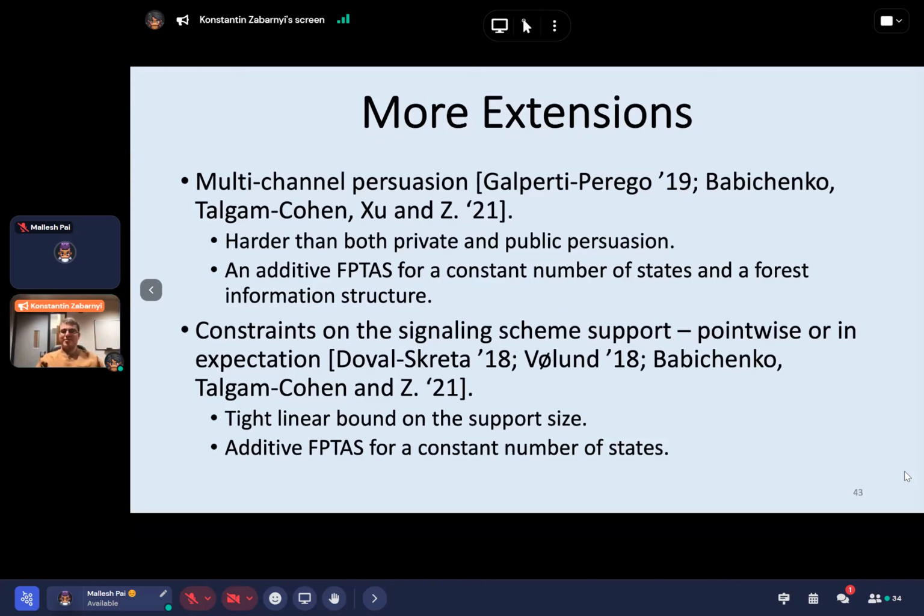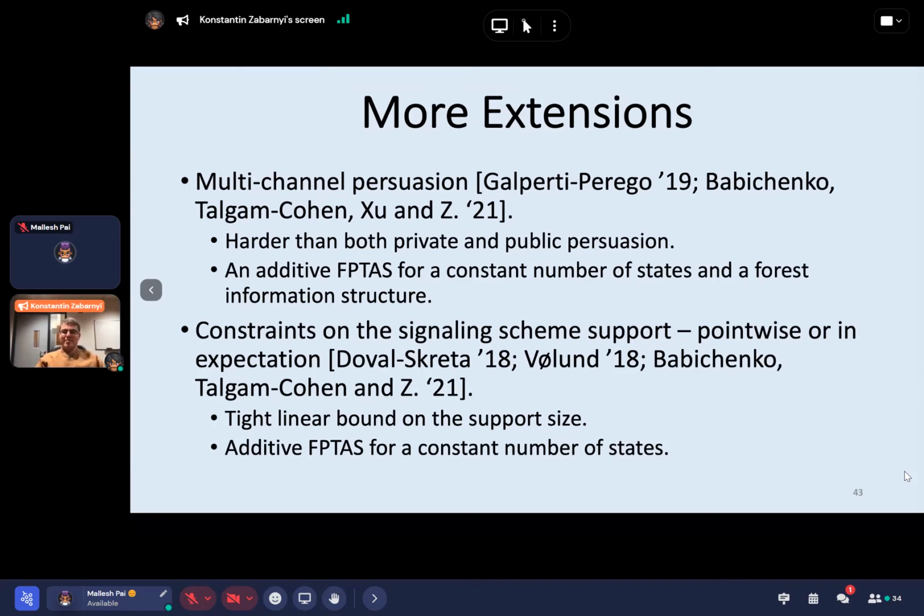So a constant number of states is essentially required, because even public persuasion is hard for a non-constant number of states with additive utilities. But also in this special case, there is one more requirement: that the receivers are organized in a forest structure in terms of the information they get.